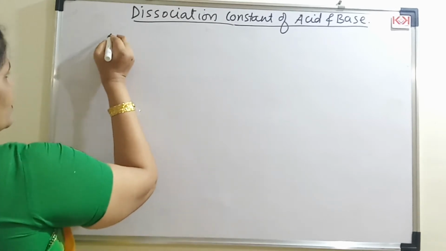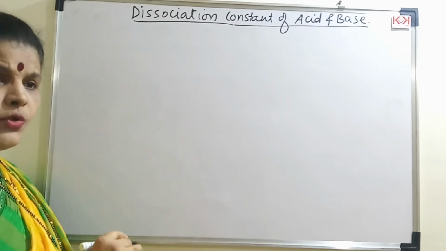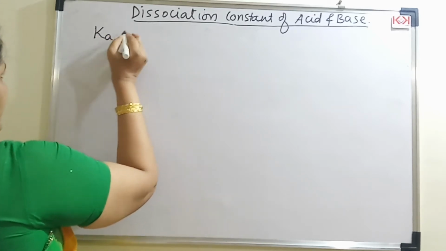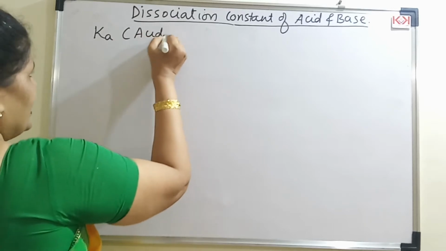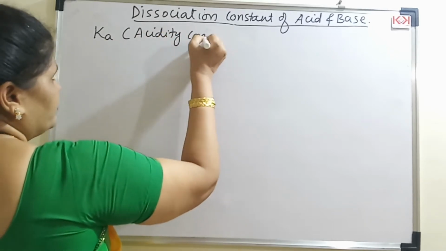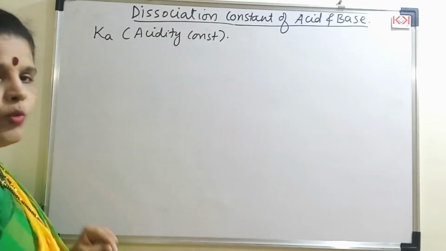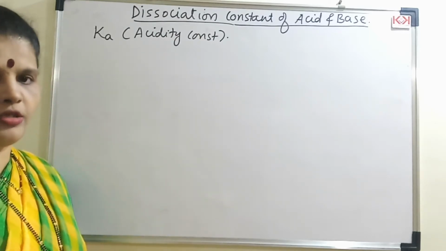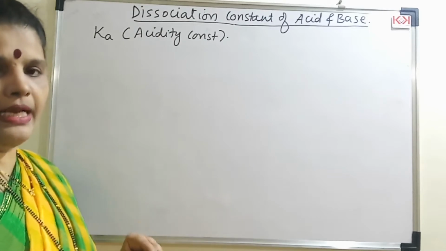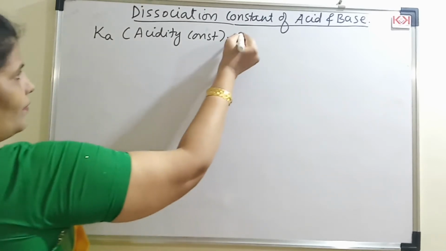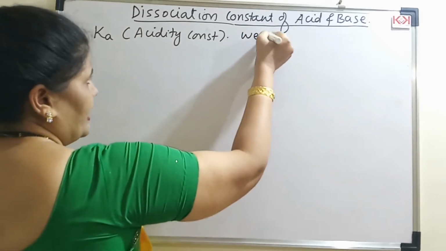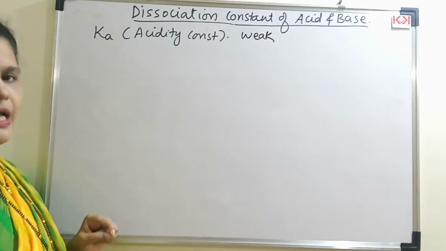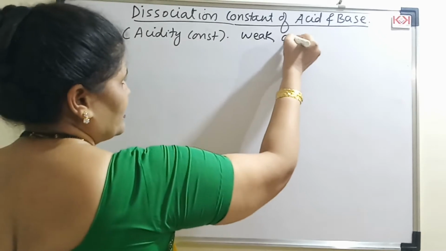So, students, the dissociation constant of acid is also called the acidity constant, and it is denoted by Ka. Now, let us see what this is and what is the definition for this acidity constant. For that, I will start with an example. We will always consider a weak electrolyte. As I am considering the dissociation constant of acid, I will take a weak acid.